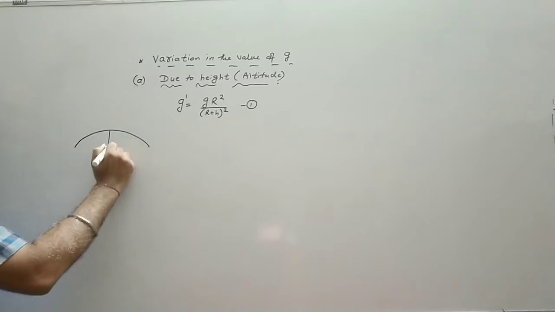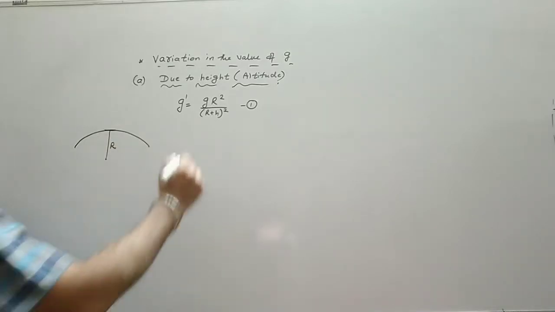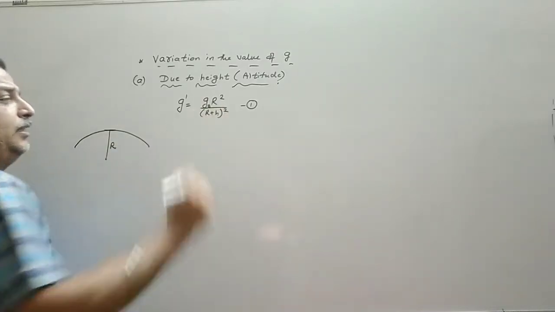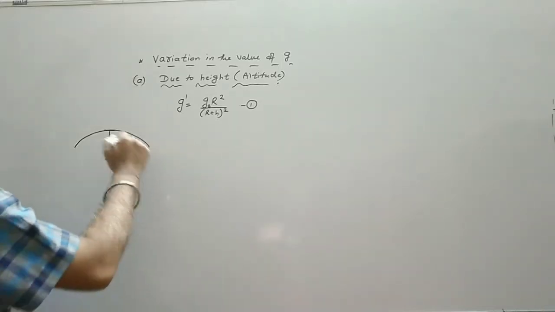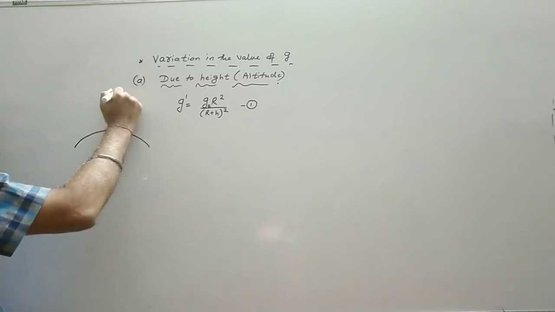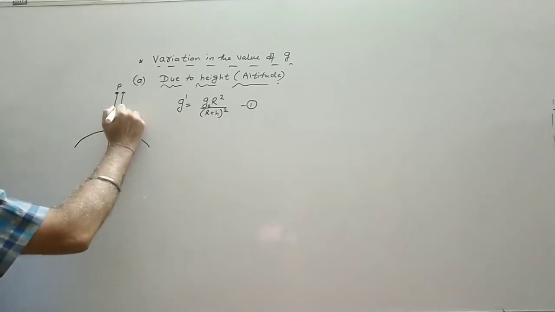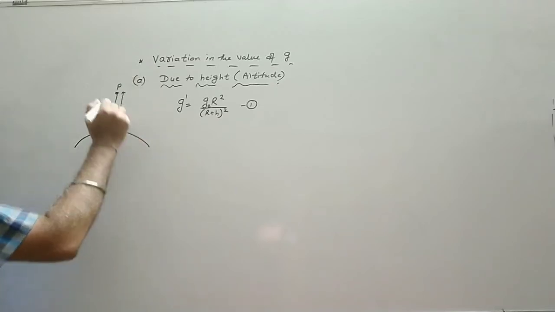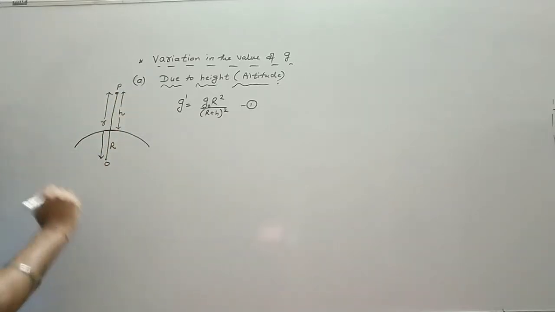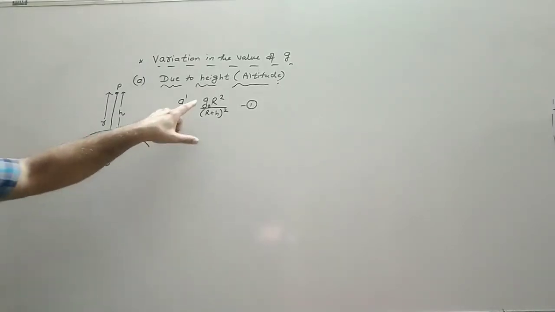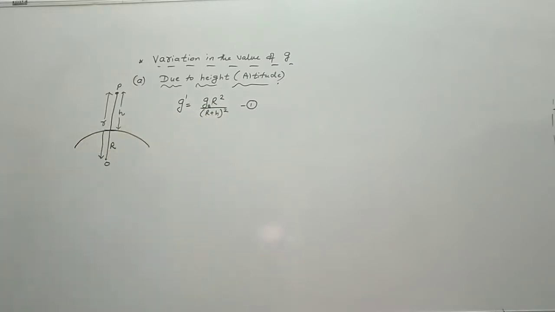Here R is the radius of the earth, and this is the surface. The value at the surface is generally taken as 10 for calculation purposes, and we have derived it to be approximately 9.8. The height is taken from the surface of the earth. If a body is at point P at a height h from the surface, and the distance from the center is denoted by small r in the theory, then g dash is equal to ge, where ge is the value on the surface of the earth, times R square upon (R plus h) whole square.